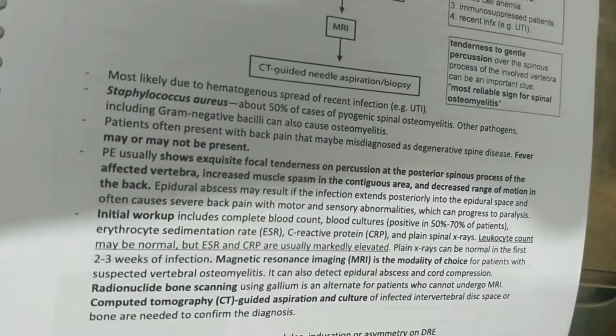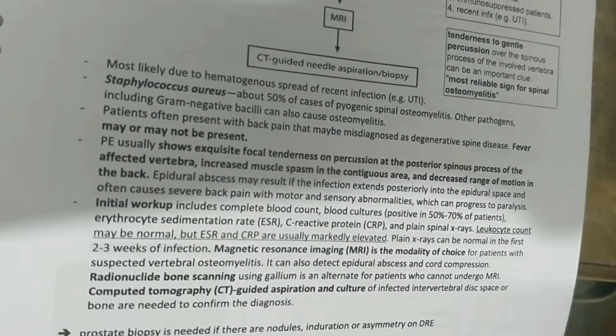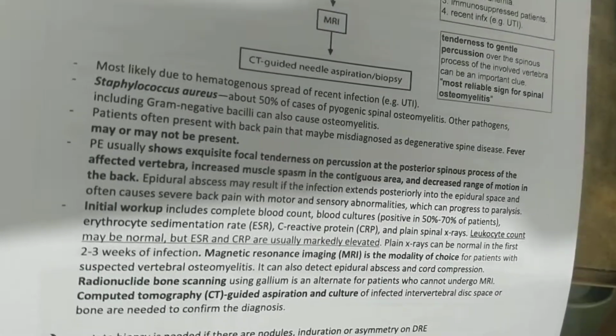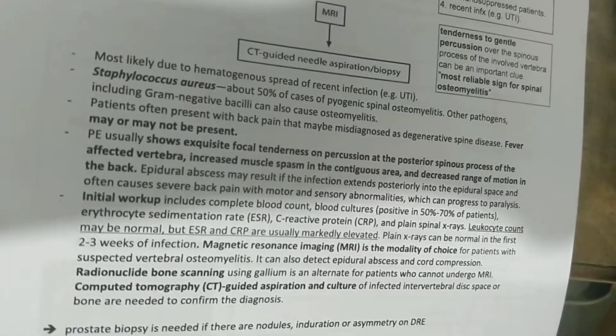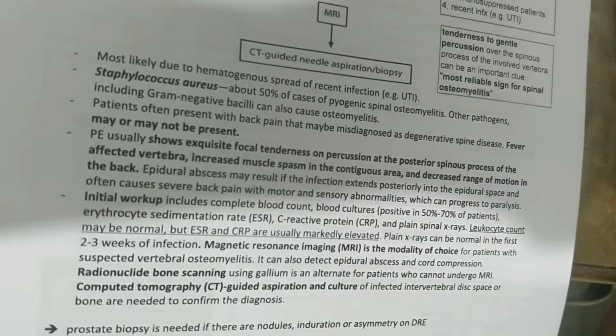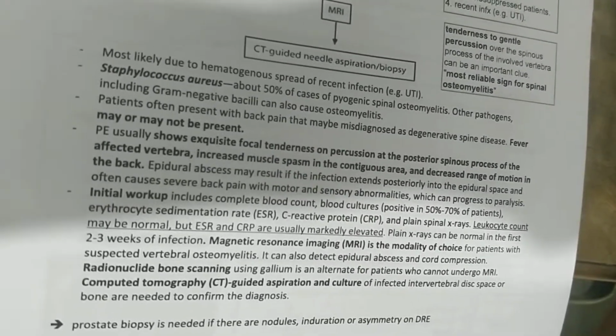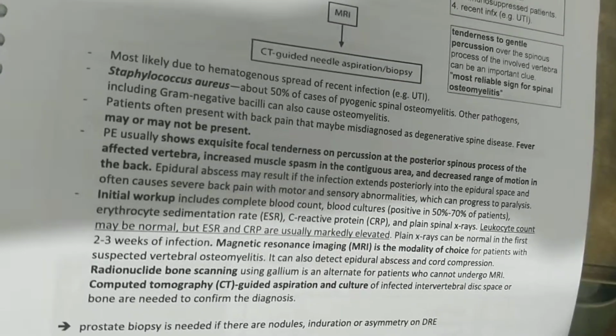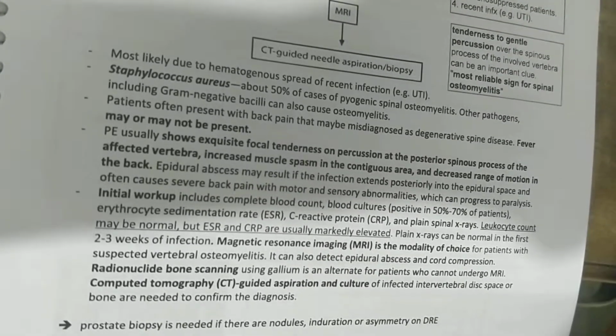Radionuclide bone scanning using gallium is an alternative for patients who cannot undergo MRI. Computed tomography guided aspiration and culture of infected intervertebral disc space or bone are needed to confirm the diagnosis.